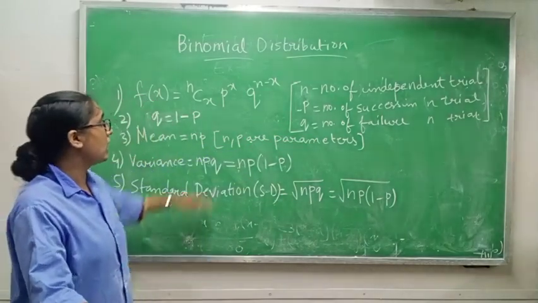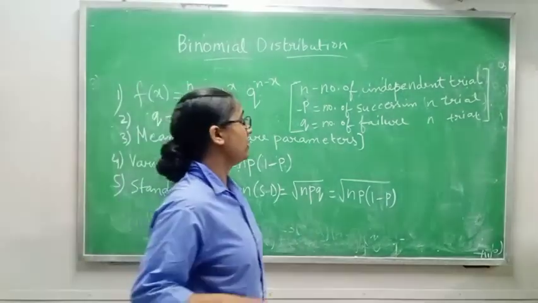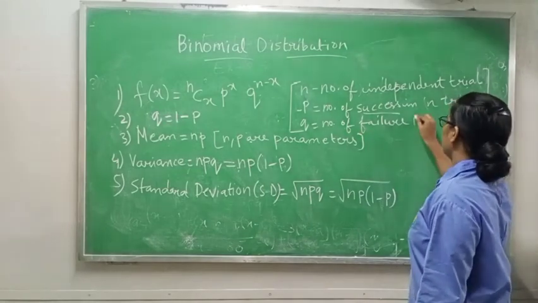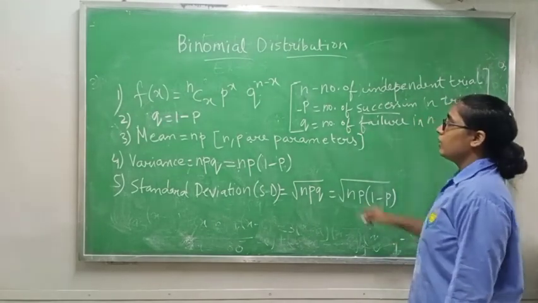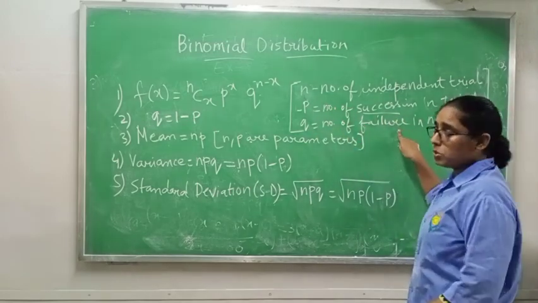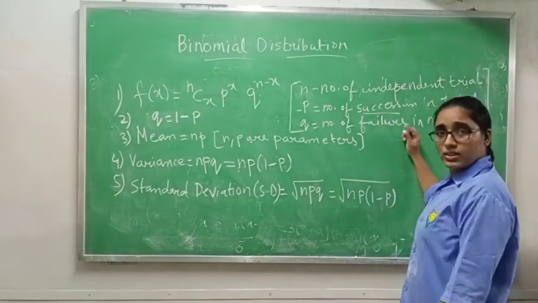x, p is the number of success in n trials. Suppose they ask what is p, so p is the number of success in n trials, and q is the number of failure in n trials. It means if p is success, then q will be failure, opposite. Vice versa can also happen. If p is failure, q will be success.